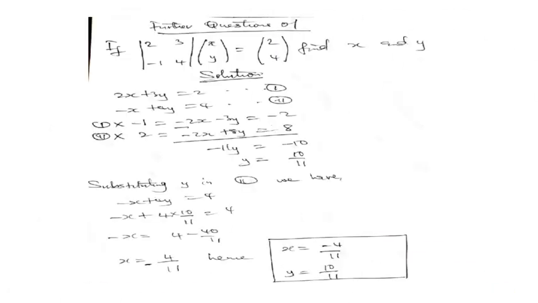Further questions. If 2, 3, minus 1, 4, open bracket, x, y is equal to 2 and 4, find x and y. Solution. This will give us a simultaneous equation. That is 2x plus 3y equals 2 and minus x plus 4y equals 4. When we solve simultaneously, as we discussed earlier, we arrive at y equal to 10 over 11 and x equals minus 4 over 11.